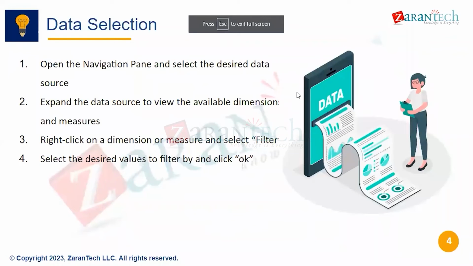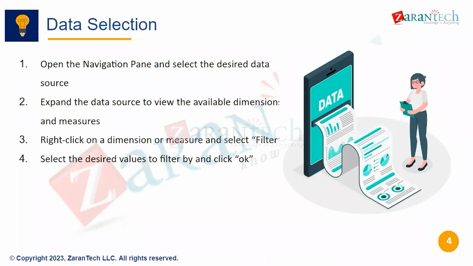Then it is saying data selection. Open the navigation pane, select the desired data, expand the data source to view the available dimensions and measures. Right click on the dimension or measure and select filter. Select the values of the filter. I will show you this. Data selection is about filtering out some portion of data. Among the large data, if you want to filter out some of it, you can do that through the filter option of data selection.